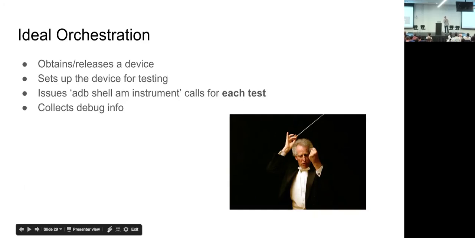We've really gathered over the years at Google that it's super important that your orchestration actually runs each instrumentation test in a separate instrumentation call. This will make things a lot more stable. This will also ensure that if one of your tests catches a crash in your application, the subsequent test will actually run. Something that Gradle doesn't do. And then, of course, orchestration should collect as much debug info as possible, and then hopefully you have some nice UI to present it all to your developers.